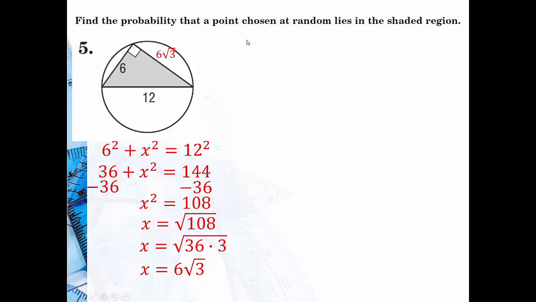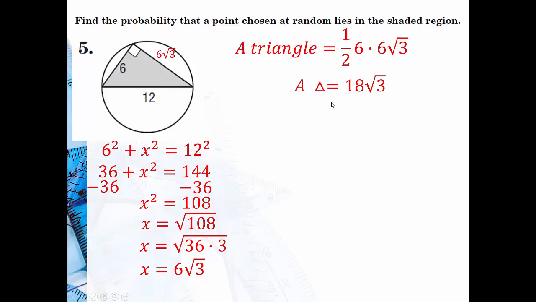The area of the triangle is going to be 1/2 the base times the height. And it shouldn't matter if I turn this, the height could be 6 square root of 3, or it could be the 6, and the base would be the other one. So the area of the triangle is going to be 1/2 times 6 times 6 square root of 3, or 18 square root of 3. The area of the circle, that's going to be my total area.